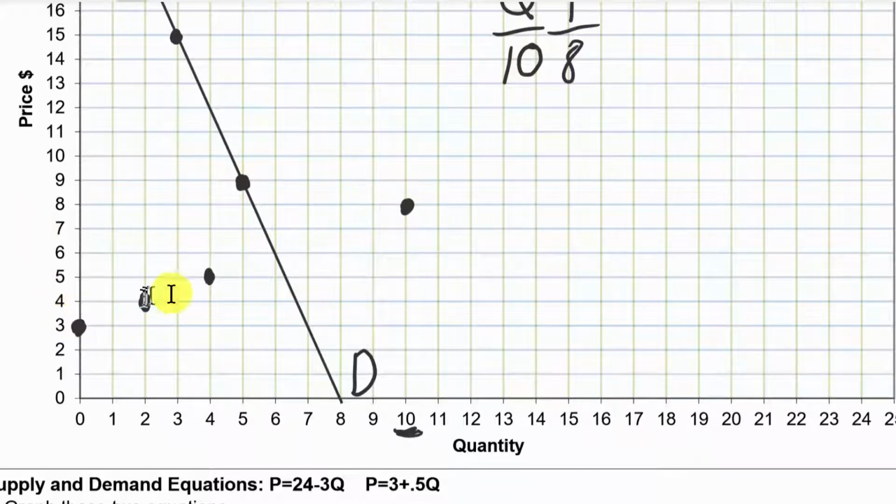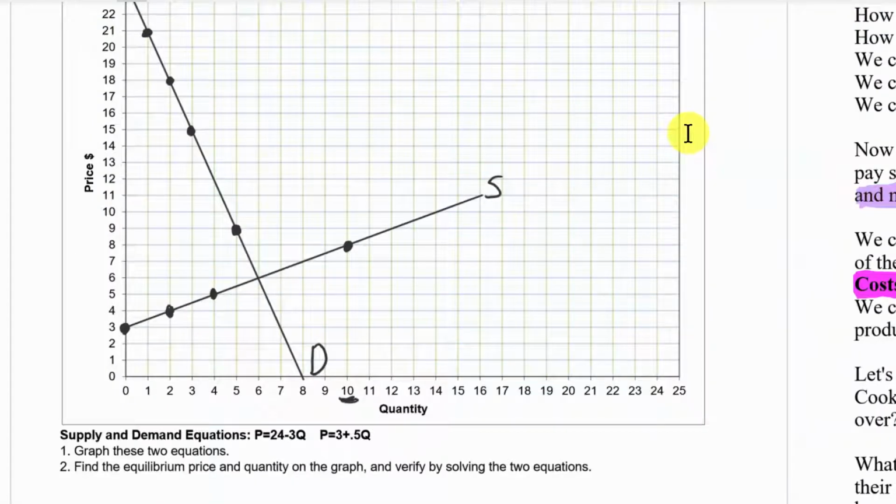And all these points need to line up on a perfectly straight line. So take your ruler, index card, whatever you're using as a straight edge, and let's graph this line. And there's our supply curve. So we've graphed these two equations.